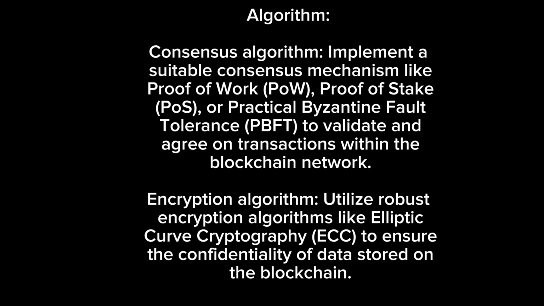Algorithm: consensus algorithm. Implement a suitable consensus mechanism like proof-of-work (PoW), proof-of-stake (PoS), or practical Byzantine fault tolerance (PBFT) to validate and agree on transactions within the blockchain network. Encryption algorithm: utilize robust encryption algorithms like elliptic curve cryptography (ECC) to ensure the confidentiality of data stored on the blockchain.